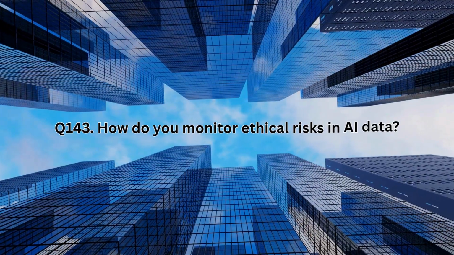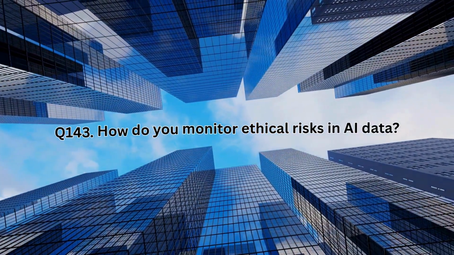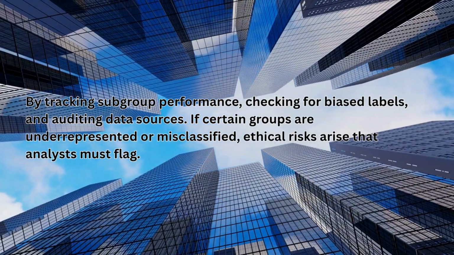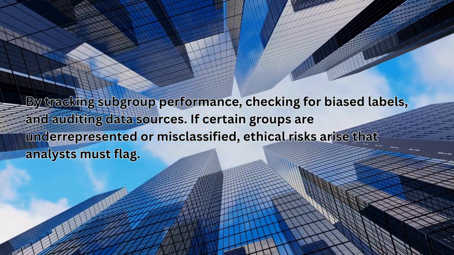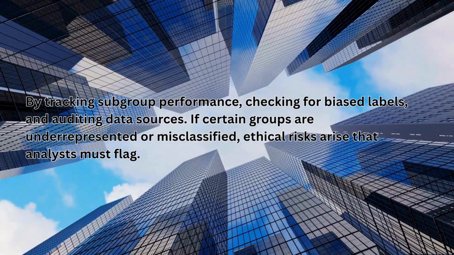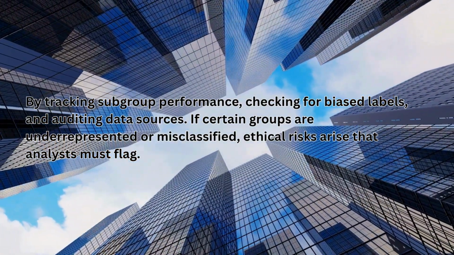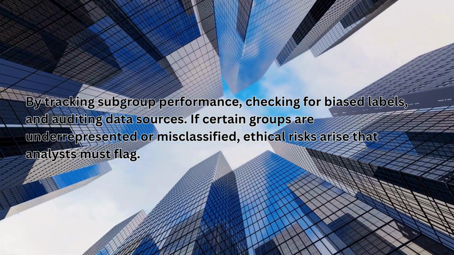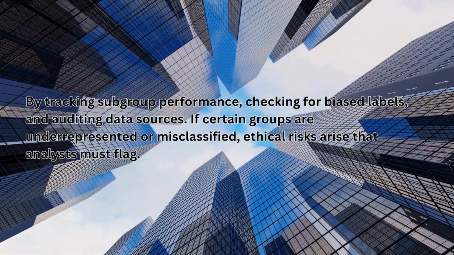How do you monitor ethical risks in AI data? By tracking subgroup performance, checking for biased labels, and auditing data sources. If certain groups are underrepresented or misclassified, ethical risks arise that analysts must flag.